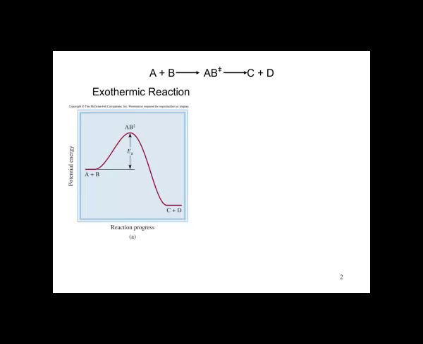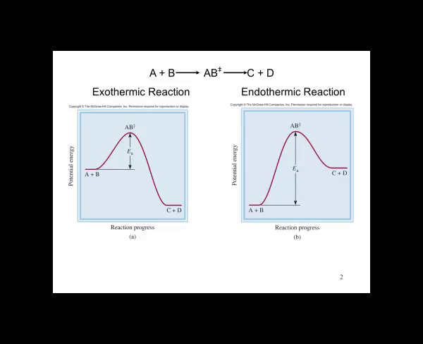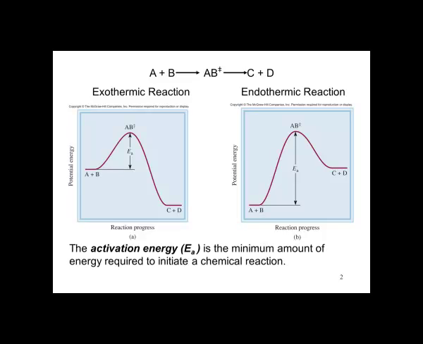Here we see A molecule reacting with B. It goes through a transition state, AB double cross, to yield product C plus D. For an exothermic reaction, this is what the potential energy looks like. For an endothermic reaction, we have the following. The activation energy, E sub A, is the minimum amount of energy required to initiate a chemical reaction.